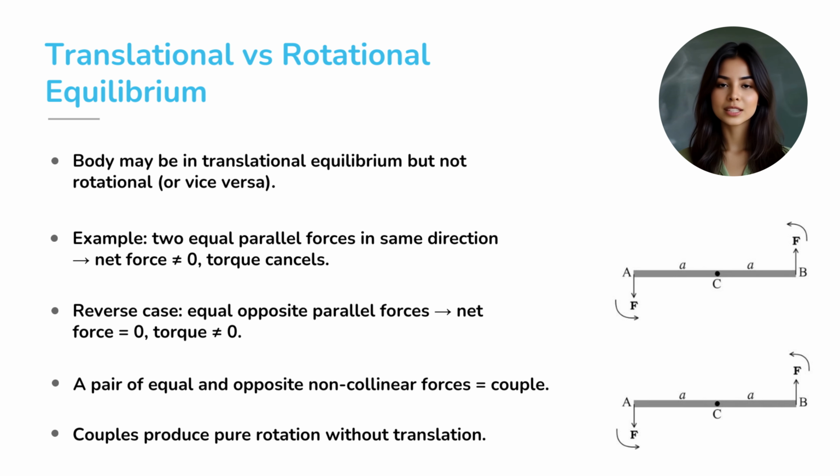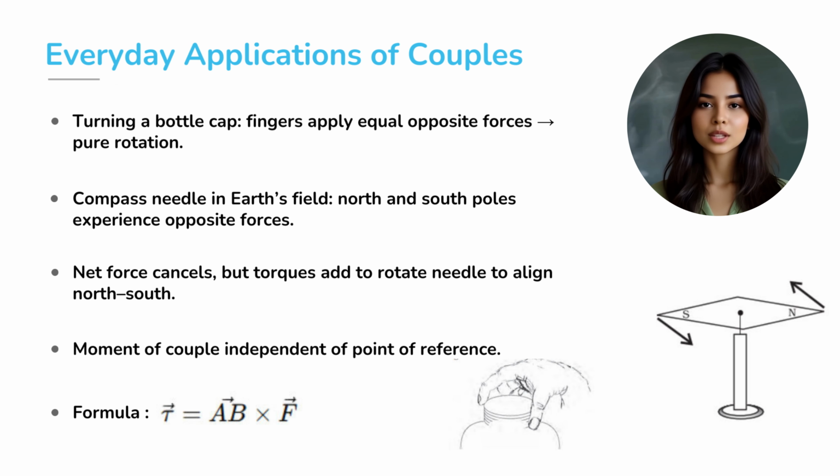This special case is called a couple. It is simply a pair of equal, opposite, non-collinear forces that produces pure rotation. We encounter couples every day. When you twist a bottle cap open, your thumb and fingers apply equal and opposite forces. The result? The cap rotates without slipping sideways.